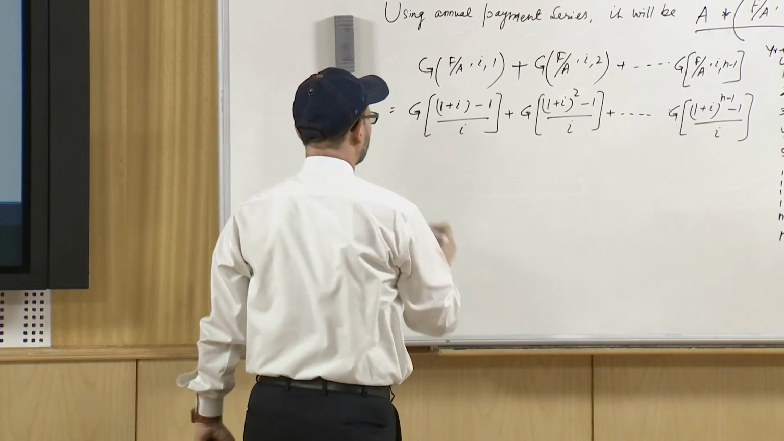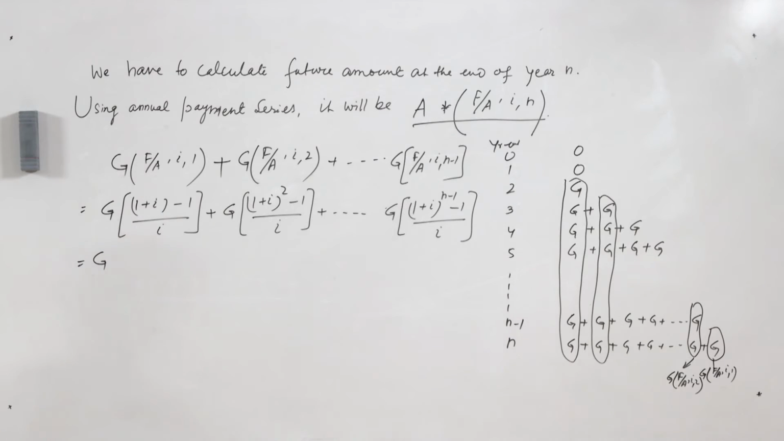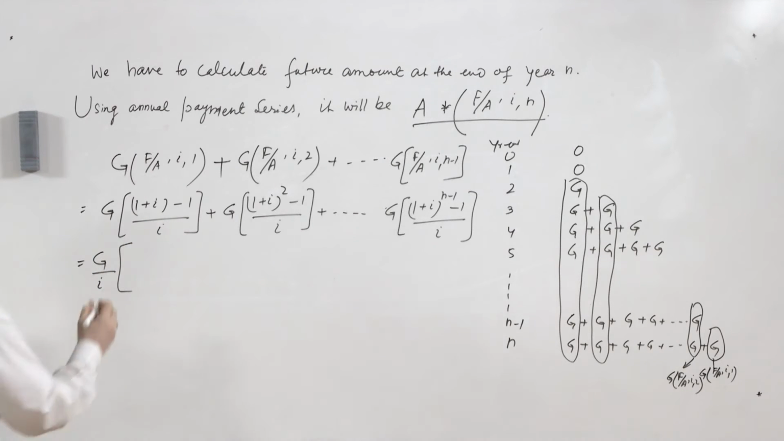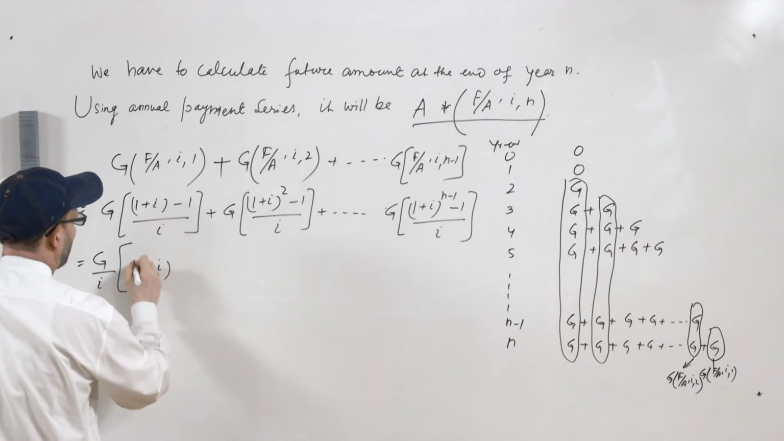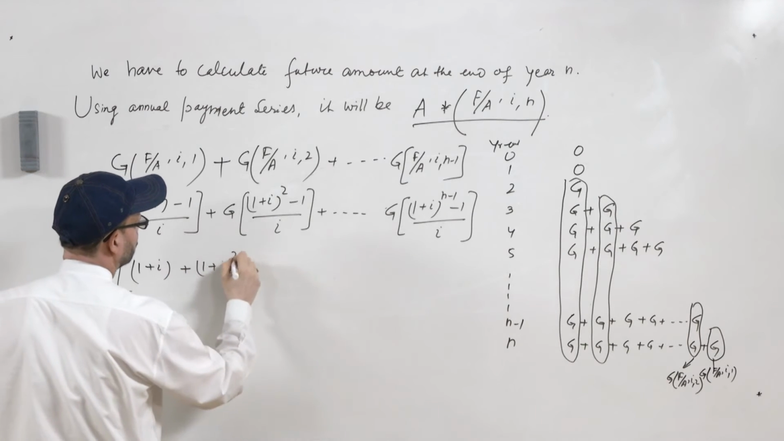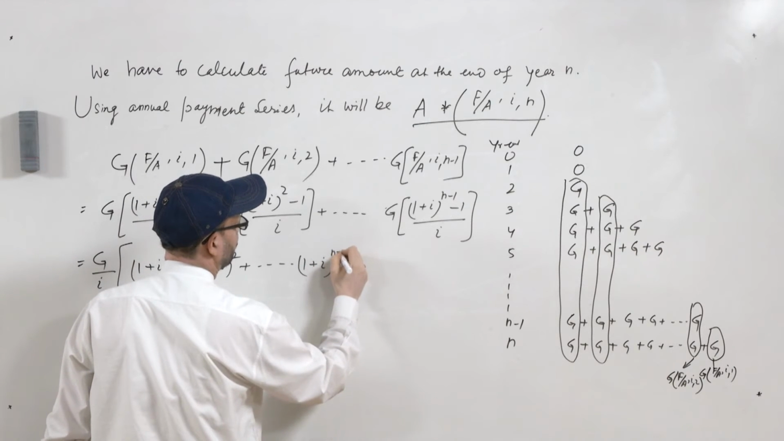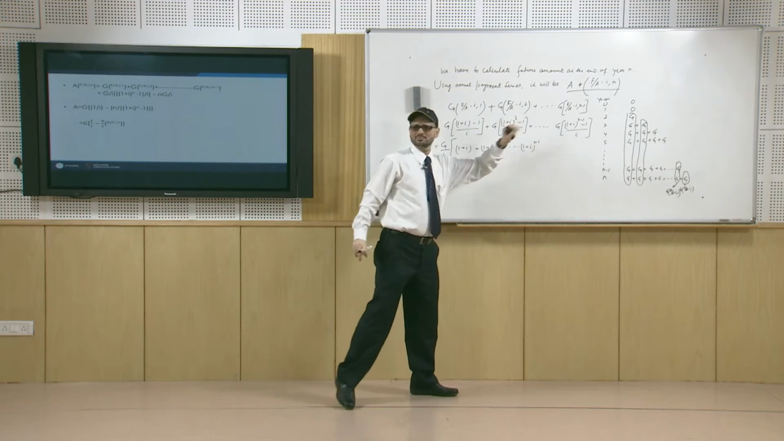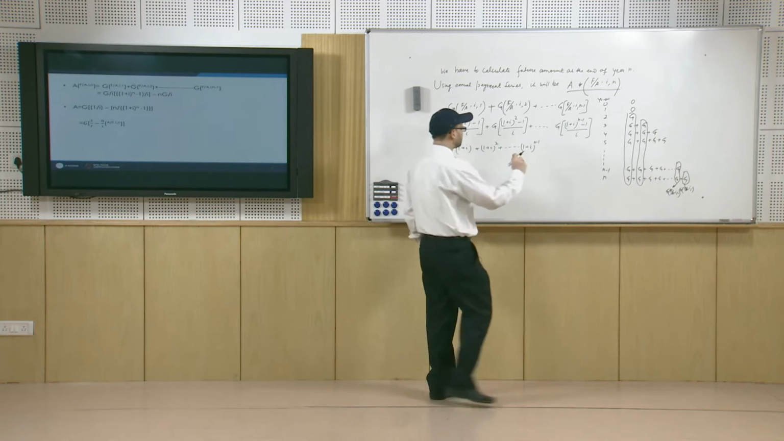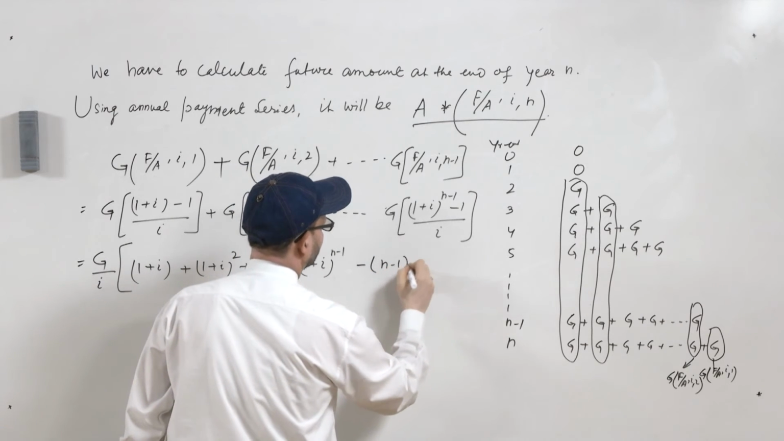Now, let us find the expression for this. So, this will be g by I, we can take out 1 plus I plus 1 plus I 2 plus 1 plus I up to n minus 1. We have n minus 1 terms, and at n minus 1 terms, this 1 comes. So, this comes as minus n minus 1.